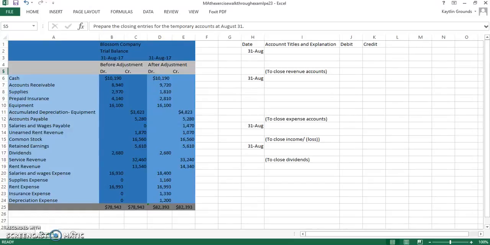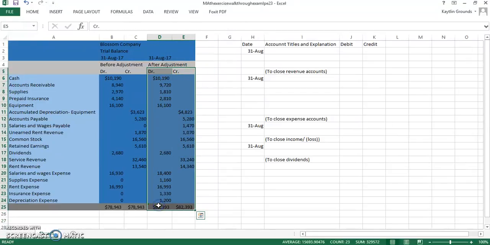We're going to be doing Lesson 5, Chapter 4, Example 23, found in Homework 2. In this problem, we're going to be preparing the closing entries for the temporary accounts at August 31st for Blossom Company. We have their trial balance sheet here. We're going to take their after adjustment numbers and use these to close out these accounts for this date.